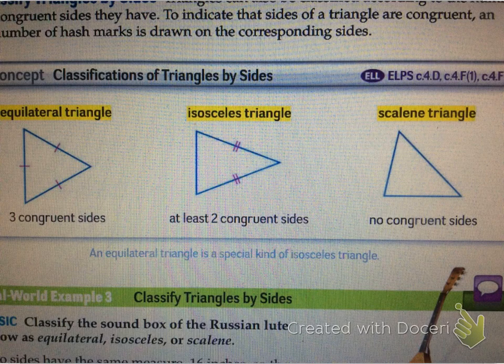So how about if I have to classify them by their sides? Well, I have equilateral triangles, which have 3 congruent sides, isosceles, which have at least 2 congruent sides, and a scalene triangle, which has no congruent sides. So either you have equilateral, isosceles, or scalene, depending on how it goes. I like how they point out an equilateral triangle is a special kind of isosceles triangle.